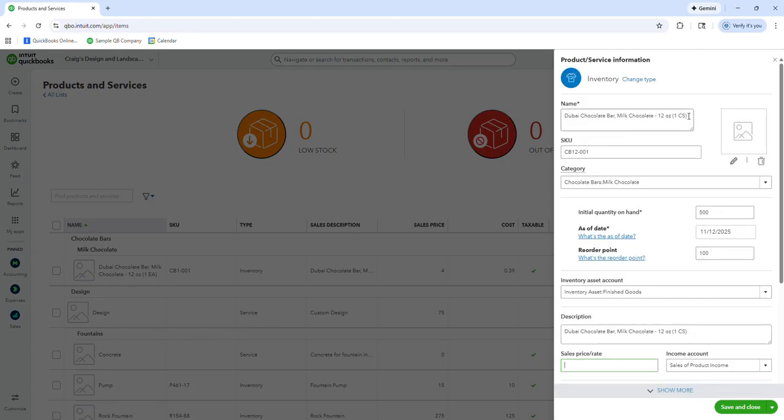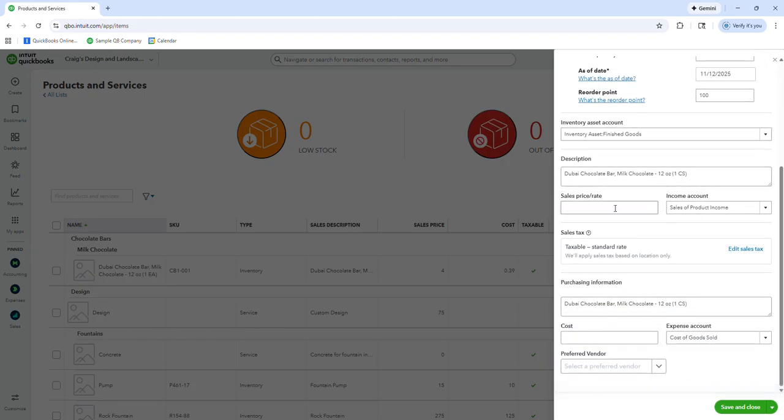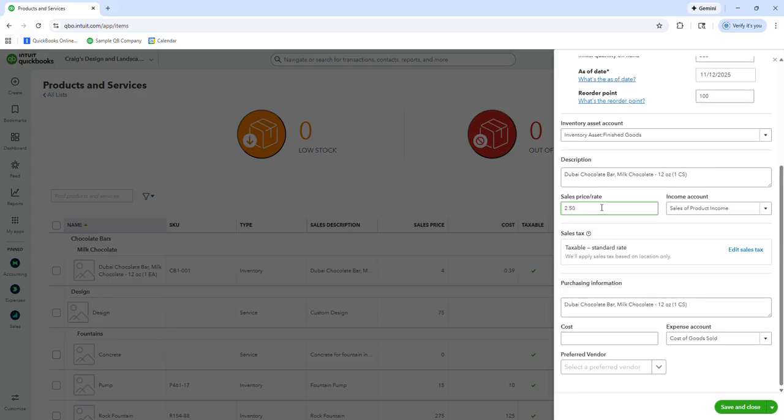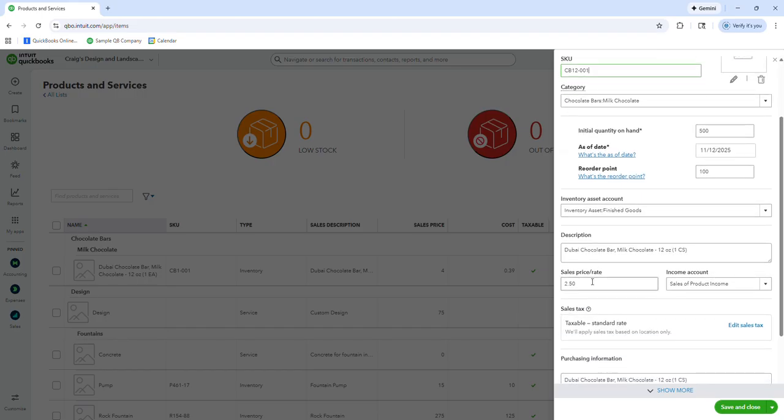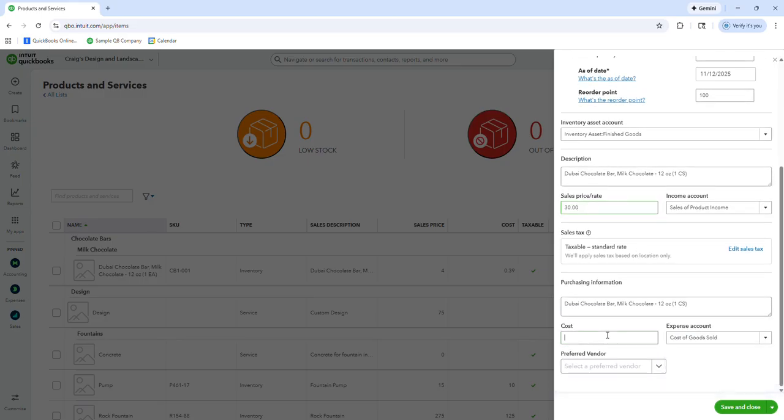So here, because it's being set up as an entire case, I'm going to have to do the math a little bit. So the sales price for a single unit was $2.50, but in a case, there are 12 chocolate bars. So I have to do the math. So $2.50 times 12, that's $30 for the sales, and I have to do the same thing on costing. So 39 cents times 12, that is $4.68. So I have to do the math for the case quantity.